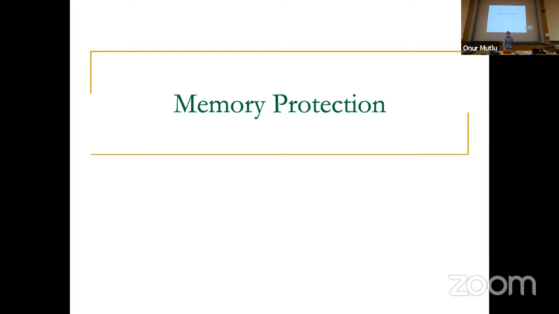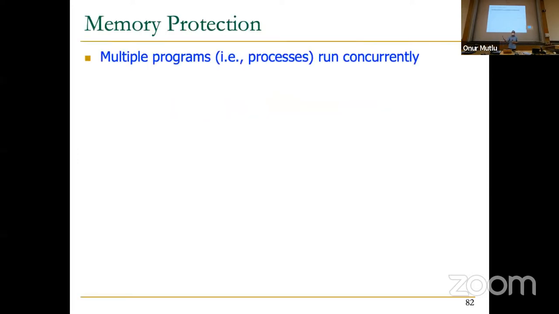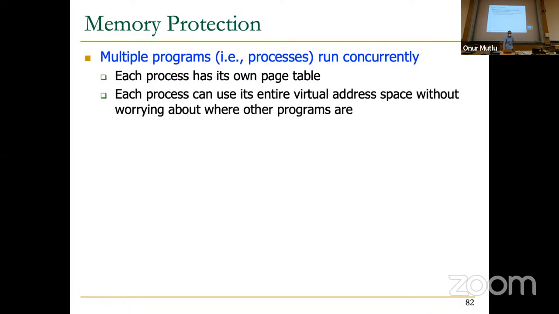So what is memory protection? This is an area that I really like, and you will see why. Basically, you have multiple programs that are running concurrently, right? Processes. Each process has its own page table, and each process can use its virtual address space without worrying about where the other programs are. Whenever you write a program, you don't care where the other programs are. You don't even know whether there are other programs that are going to run with your program, right? Thanks to virtual memory.